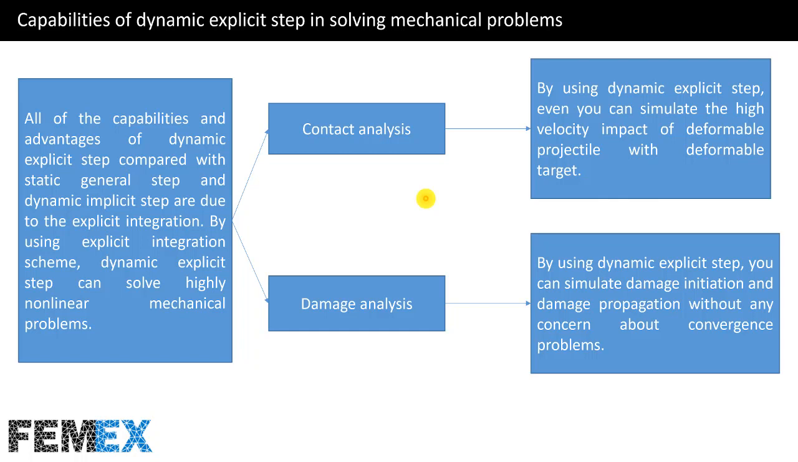Notice that the high velocity impact of deformable projectile with deformable target is one of the most highly nonlinear and complex simulations that cannot be done by using Abaqus standard solver. And for this simulation, you can only use Abaqus explicit solver. And if you only want to study the mechanical effects, you must use dynamic explicit step.